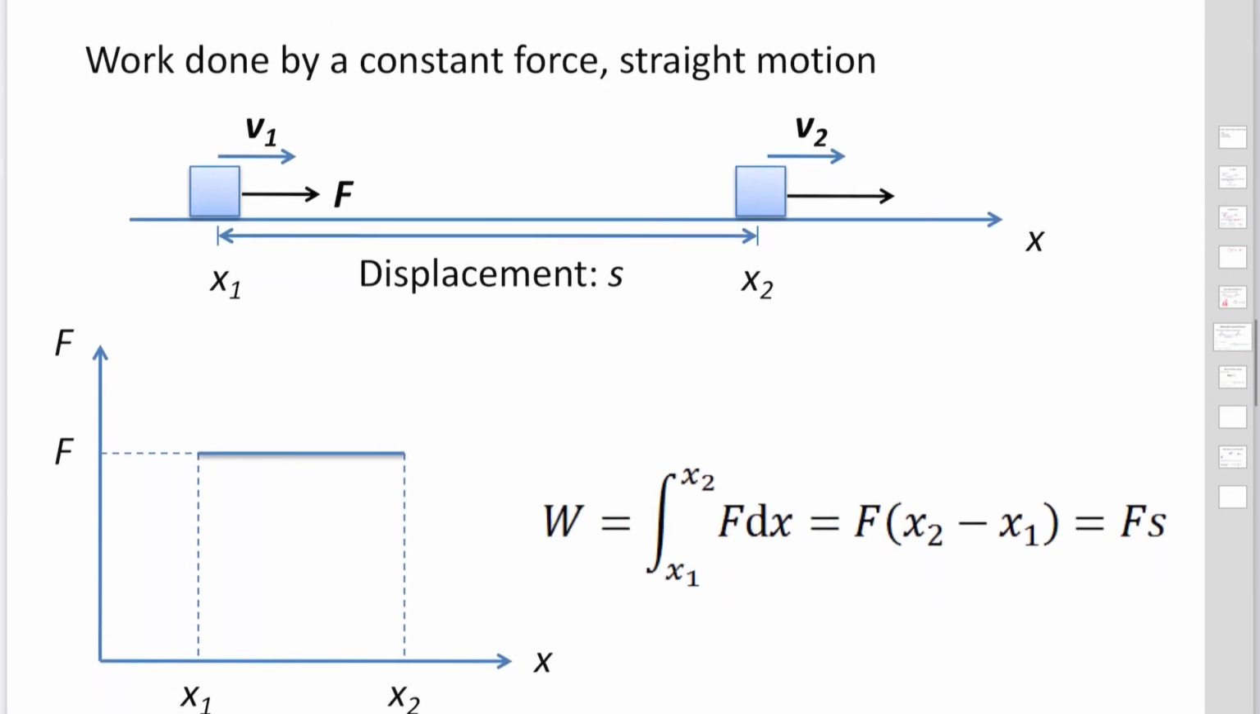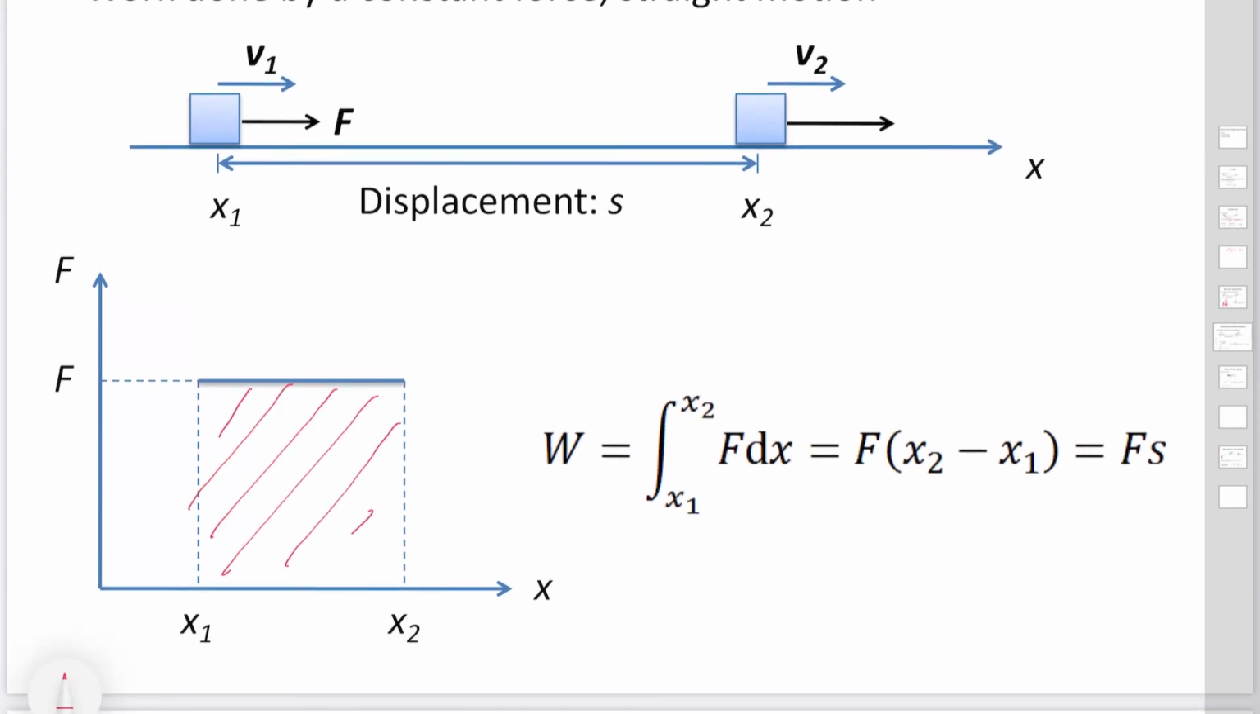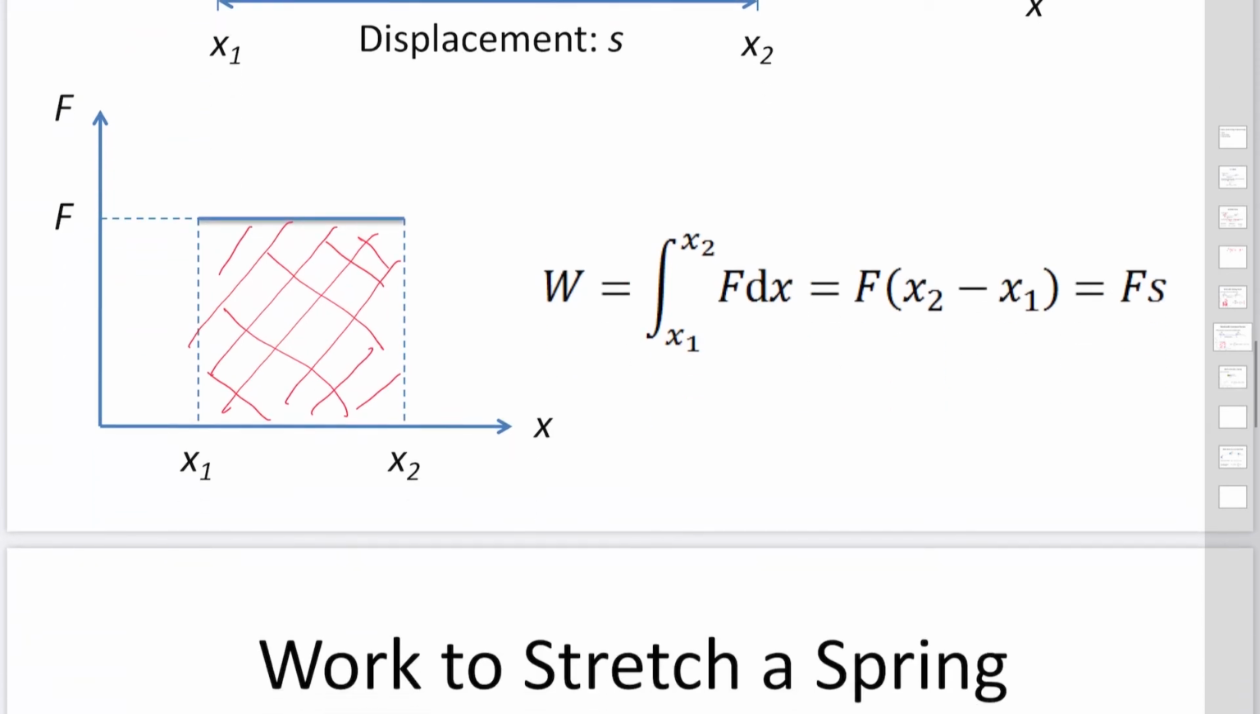Now consider work with a constant force. When the force is constant, the area under the curve corresponds to the work, so it's quite easy to calculate. The integral is equal to F times x sub 2 minus x sub 1. This is F, and the area can be calculated as F times x sub 2 minus x sub 1. This corresponds to the displacement S, so the work is F S.